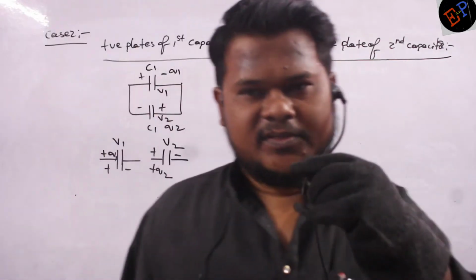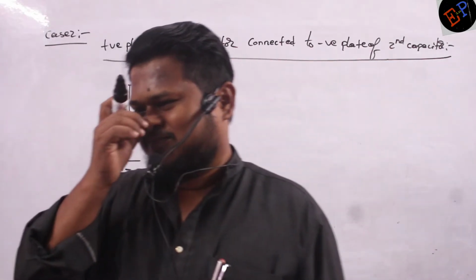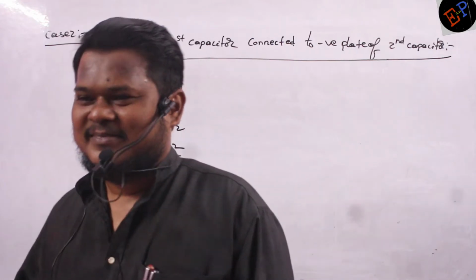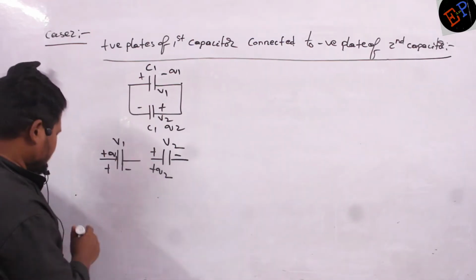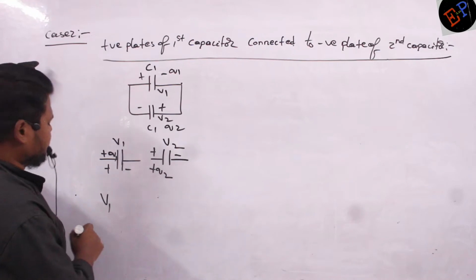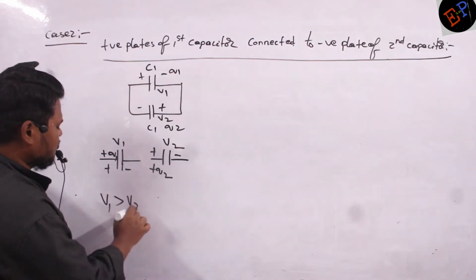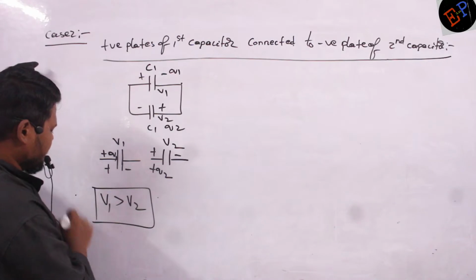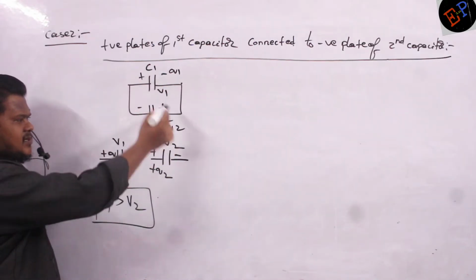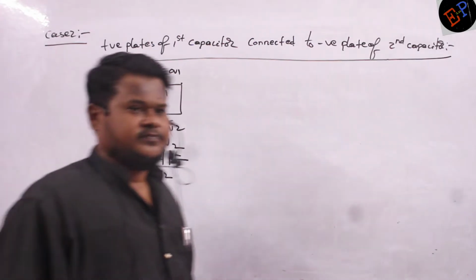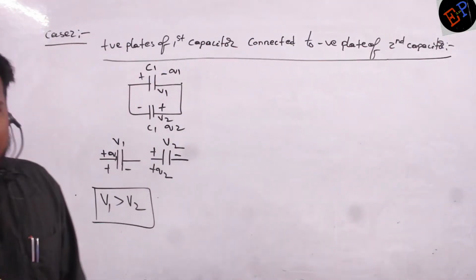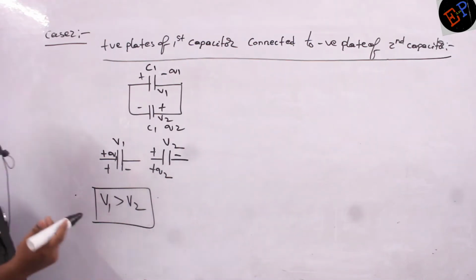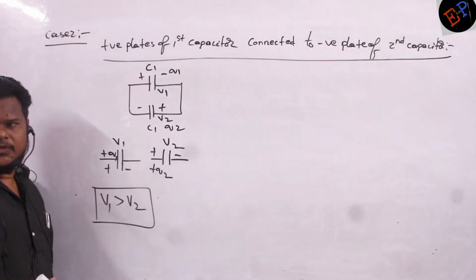Now can you say what happens? Anybody? Now let us again consider V1 is greater than V2. Can you say what happens now? The potential of the first capacitor is greater than the potential of the second capacitor. What happens? Anybody? Again charges will flow, that's it. Are you able to understand?